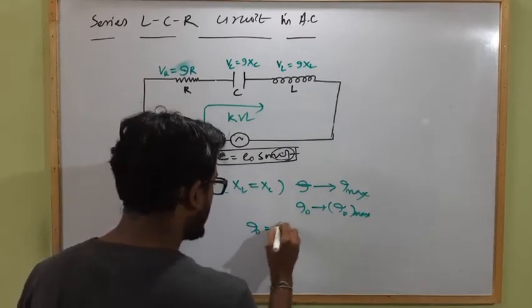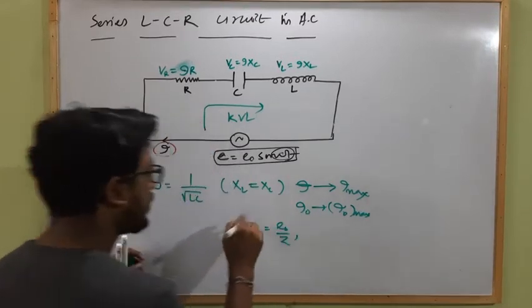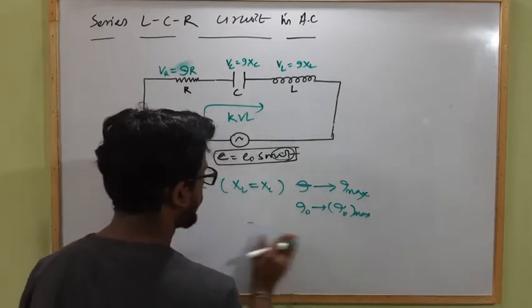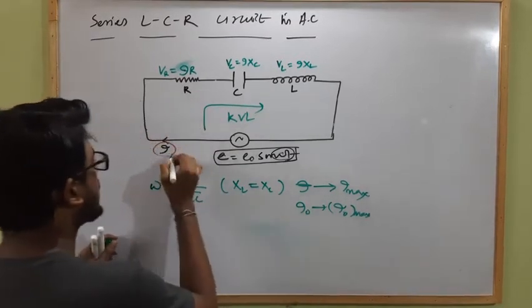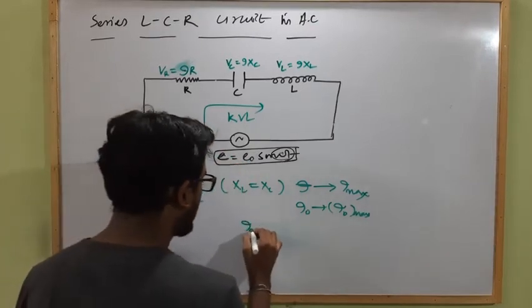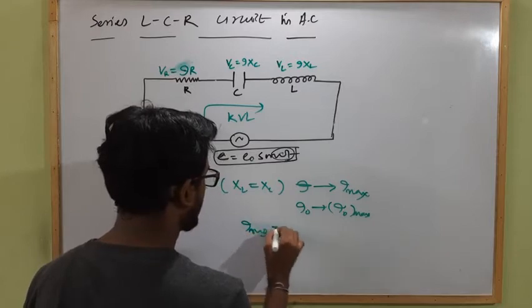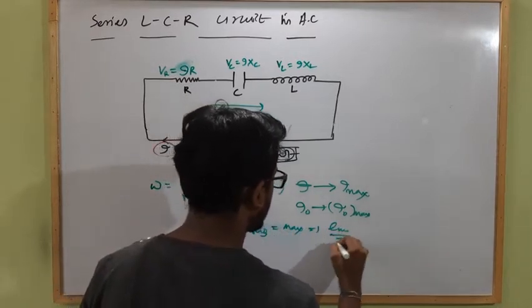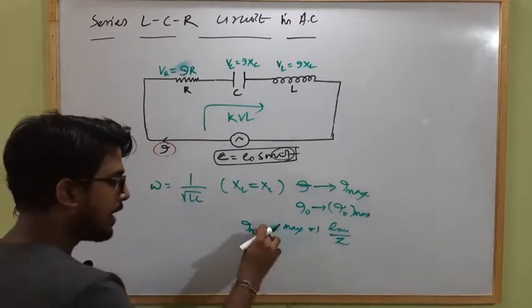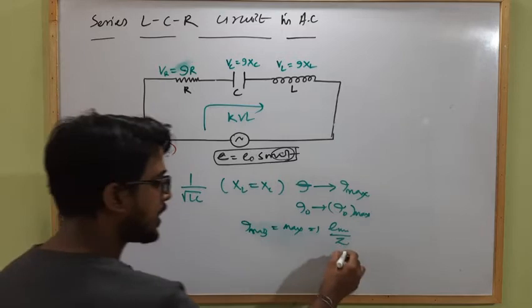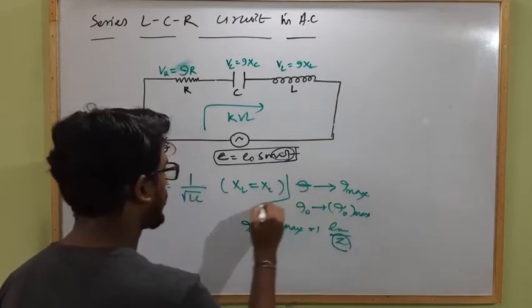Because we know I naught equals E naught by Z, or if we are representing this as the RMS value, the RMS value of the current, so I RMS will be maximum, which is equal to E RMS by Z. So I RMS will be maximum when Z will be minimum, and for Z minimum we already know this is the condition.